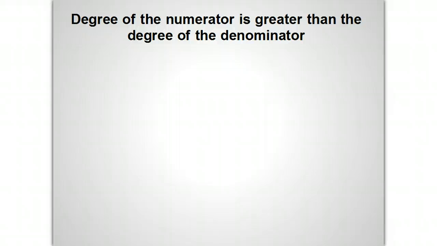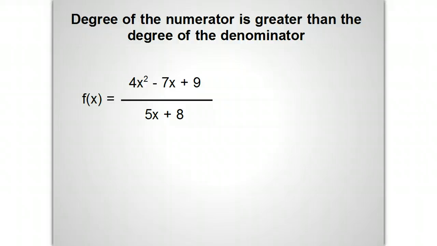So let's look first of all when the degree of the numerator is greater than the degree of the denominator. Here's an example of a function whose numerator is 4x squared minus 7x plus 9, and the denominator is 5x plus 8. Well, all we're going to concern ourselves with is looking at the highest degree term in each the numerator and denominator. So that would be 4x squared and 5x.